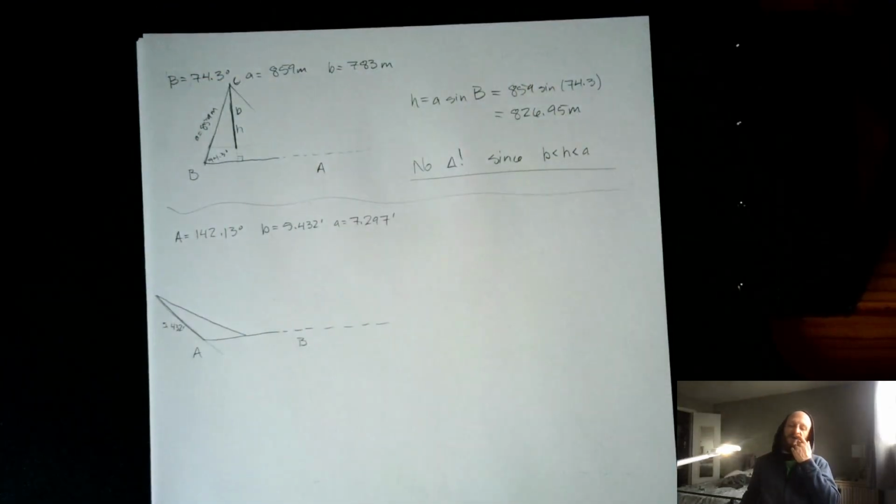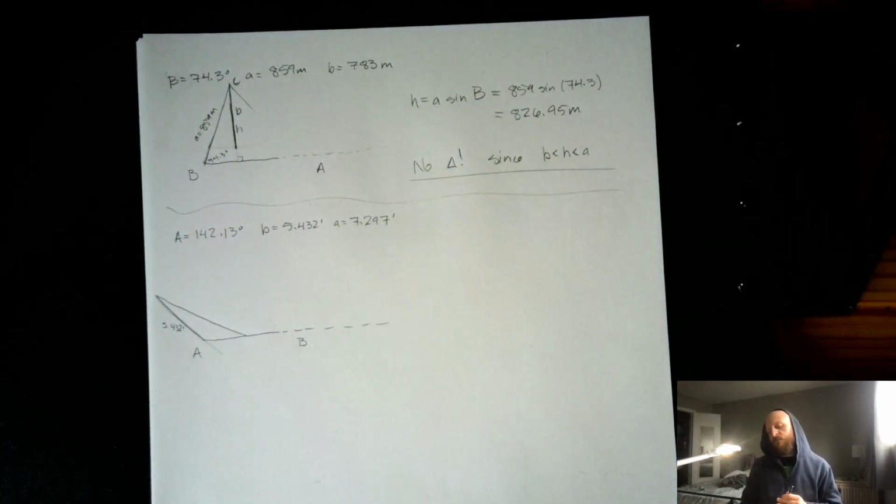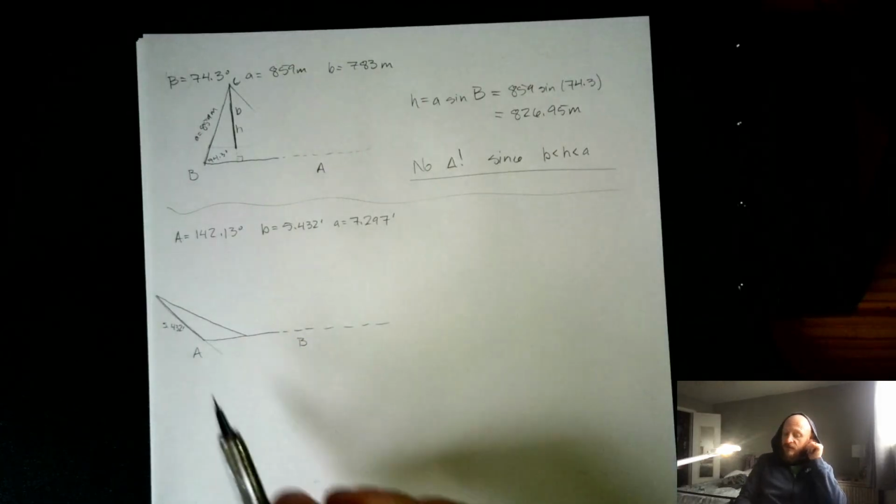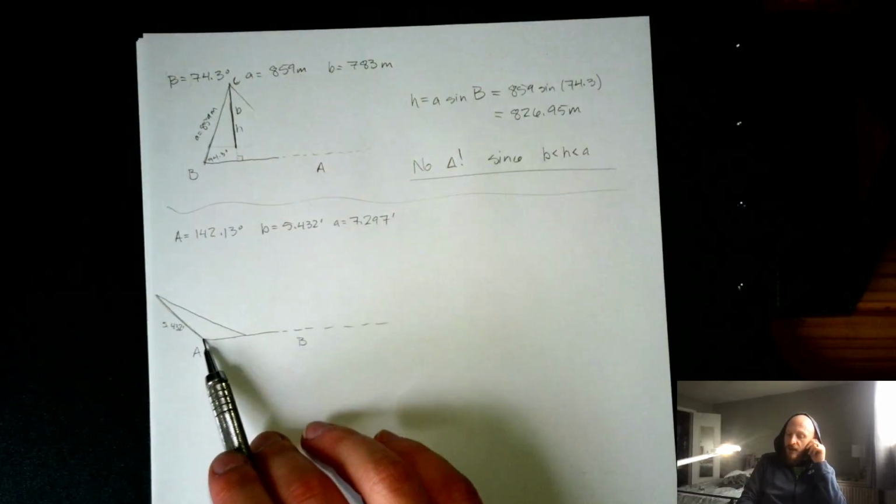Let's see, maybe I should give a little bit more justification for that. When you're given an obtuse angle, there are only two possibilities: either 0 triangles are formed, or there's one possible triangle. If you're given the obtuse angle in a side-side-angle scenario, it's not possible for there to be 2 triangles, because the other triangle would require A to be acute.